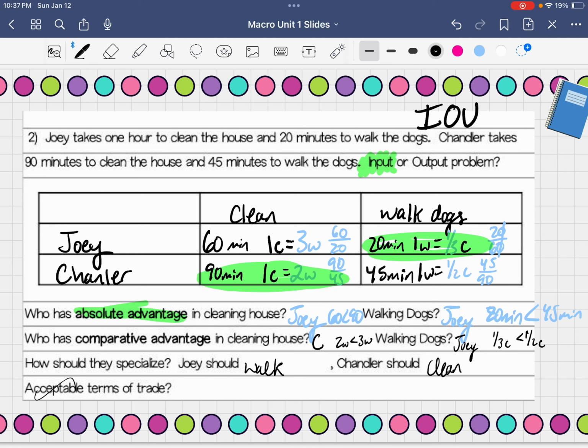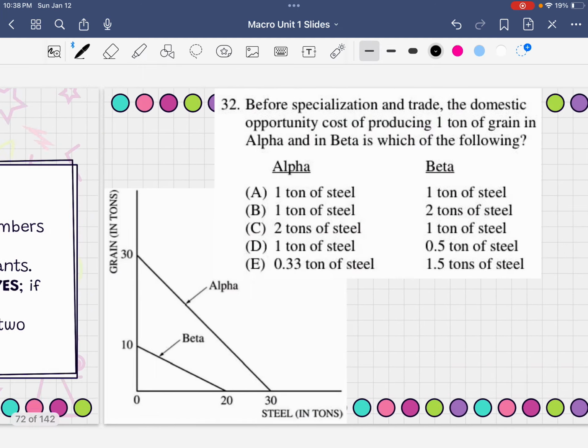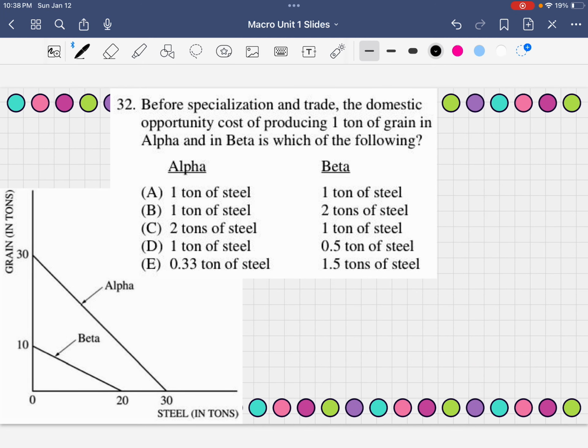Acceptable terms of trade. Skip. We're not doing that right now. Okay, let's move forward. We are doing this. Okay, this is going to be our number 1.